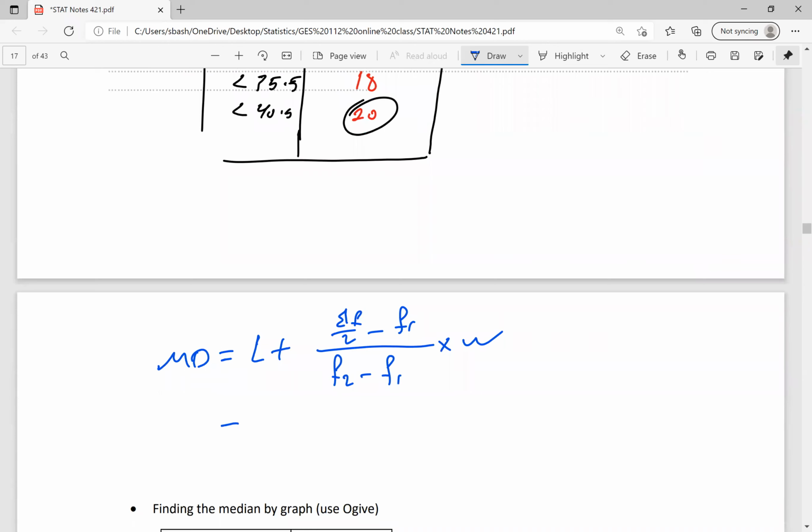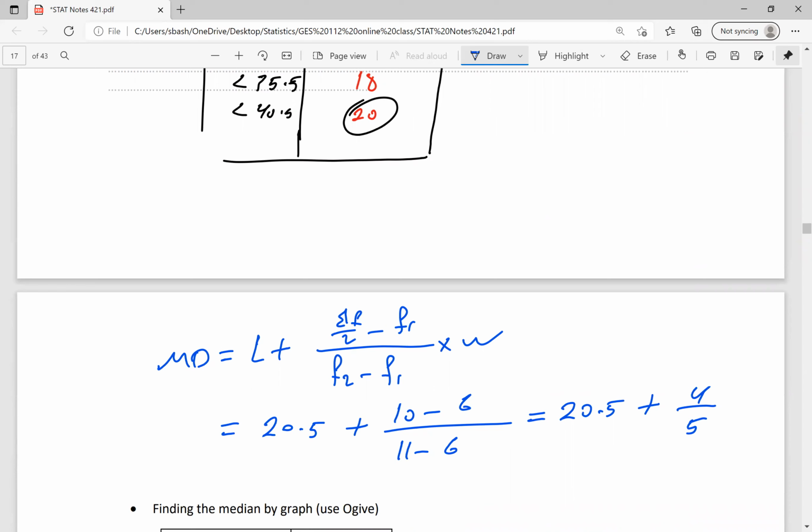So this is equal to 20.5 plus sigma F divided by 2, which is 10, minus F1, where F1 is equal to 6, divided by F2, which is 11, minus F1, which is 6. So this is equal to 20.5 plus 4 divided by 5.